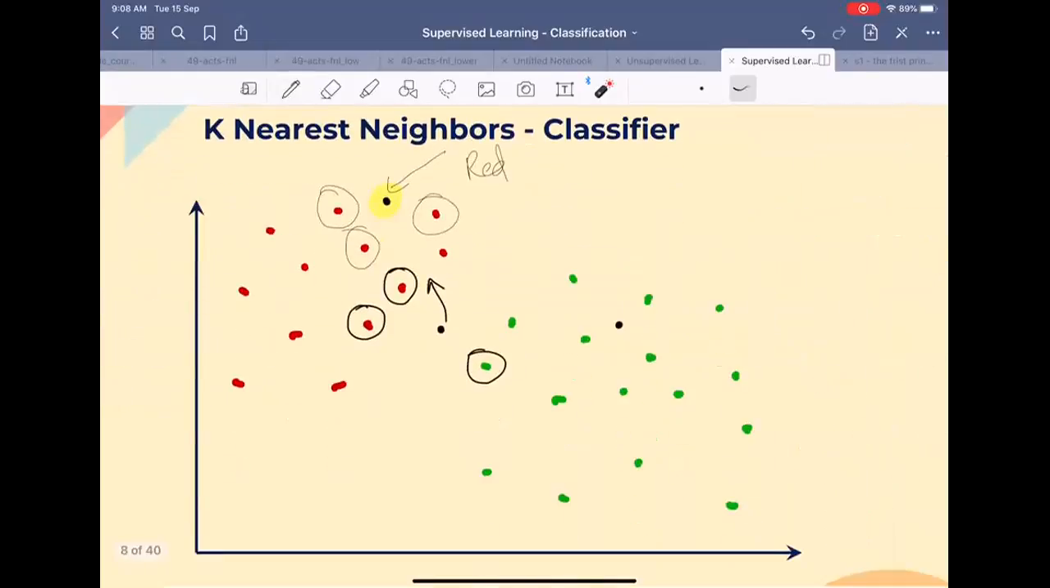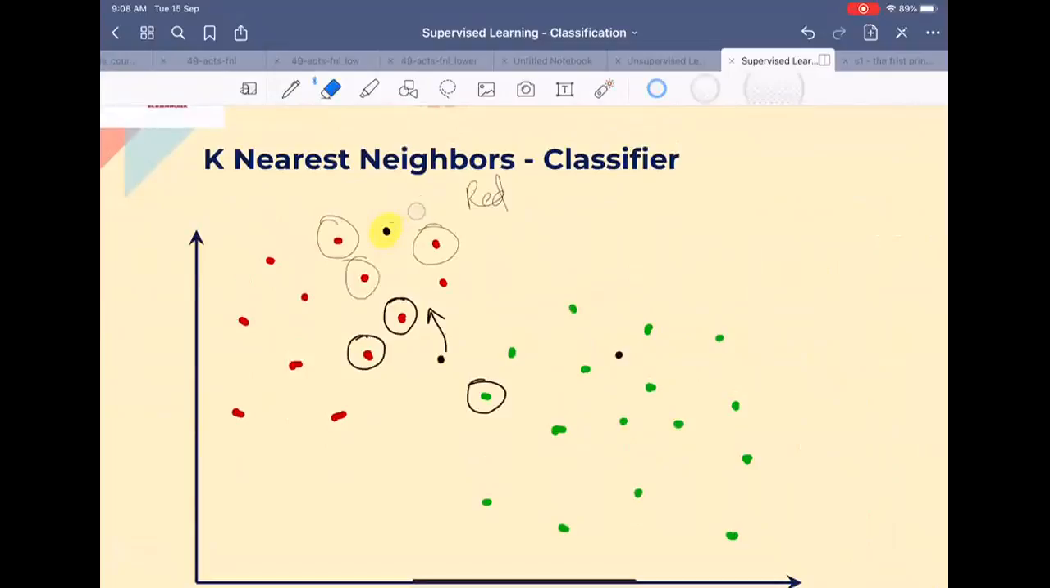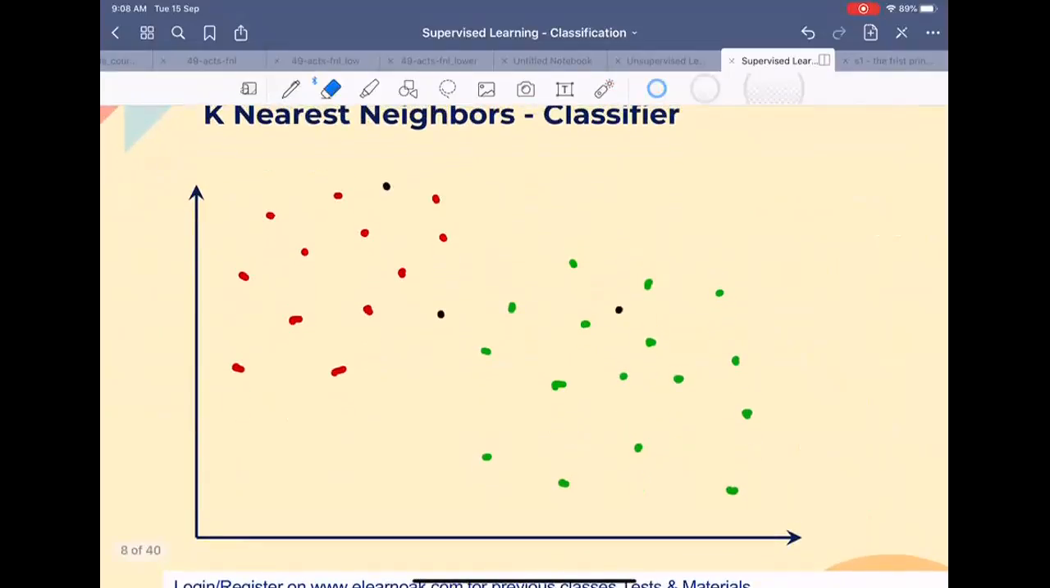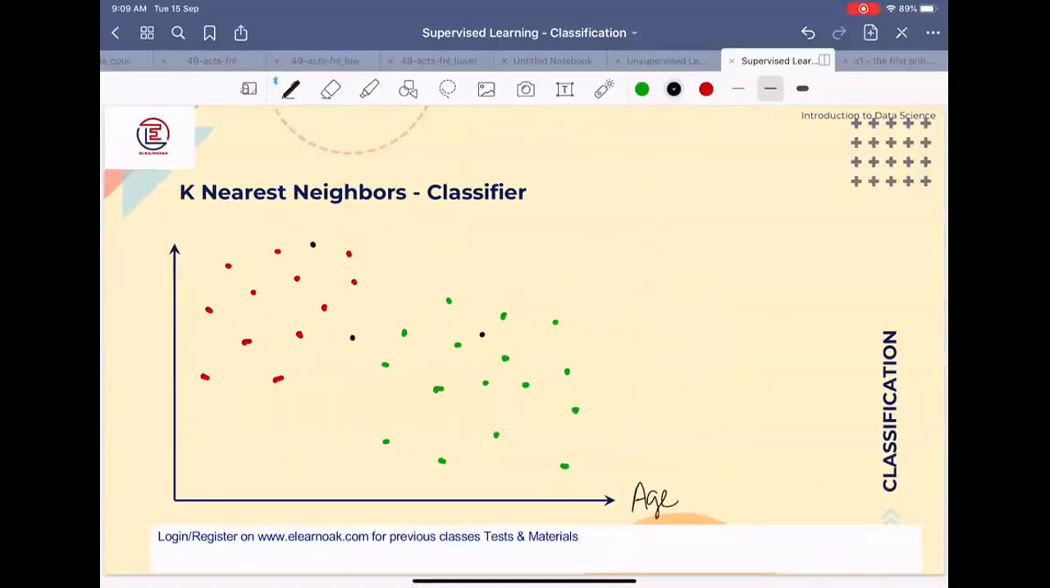Let me show you an example. We discussed this example where I said let me clean this a little bit. We look at this example where we have two dimensions. One feature is plotted on the x-axis, one feature is plotted on the y-axis, and we've got two classes, red and green. Imagine this for the Titanic dataset: on the x-axis we have age, on the y-axis we have fare, and red and green represent survived or died.